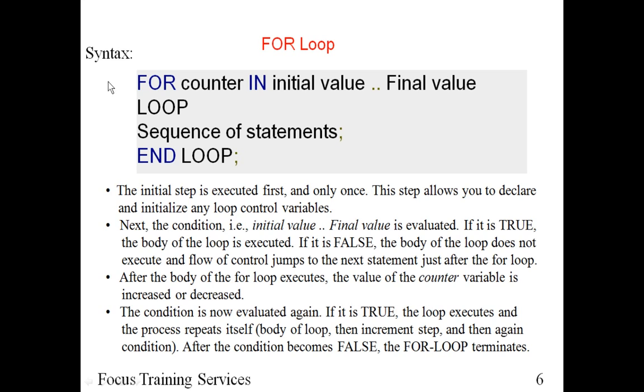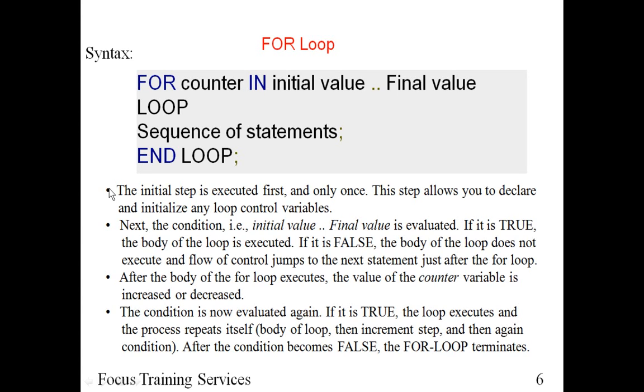Now see, this is the syntax: FOR counter IN initial value .. final value, two dots, then LOOP starts, sequence of statements, and END LOOP. Here the counter is nothing but one variable, which stores the value from the initial value to the final value. So the variable goes from the first value to the last value, or lower bound to the upper bound. Then the loop starts, then the sequence of statements, and then the end of loop.